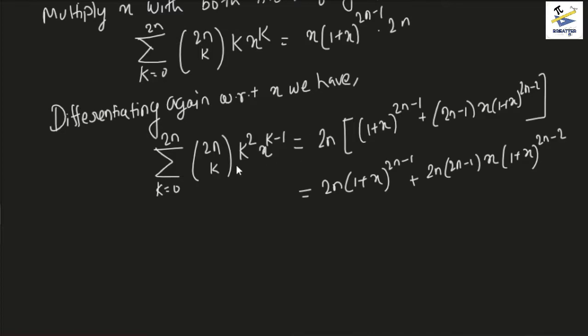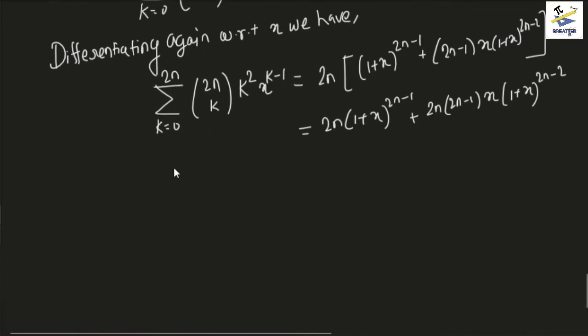Okay. So now we have the sum over k equals 0 to 2n of 2n C k squared x to the power k minus 1 as 2n into (1 plus x) whole to the power 2n minus 1, plus 2n into 2n minus 1 into x into (1 plus x) whole to the power 2n minus 2. And therefore, what we do have is as follows.